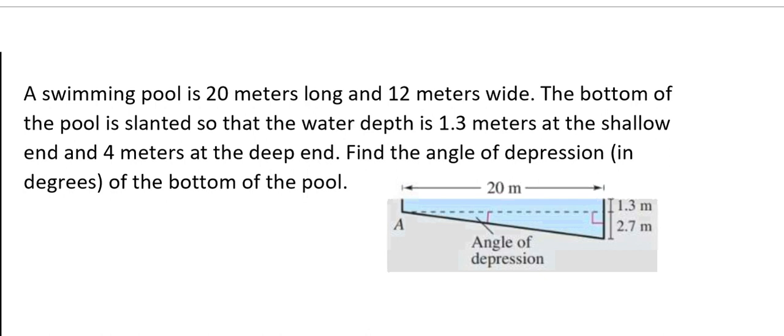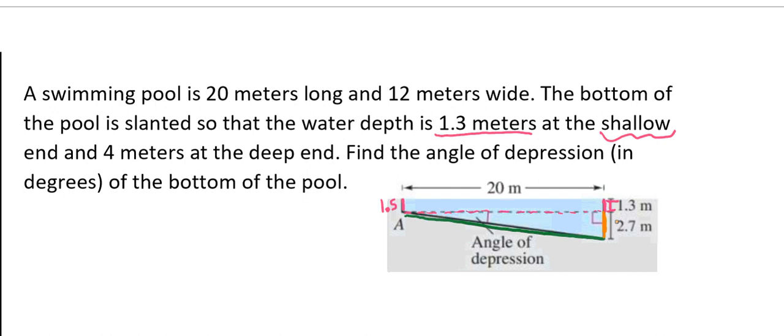So remember, the shallow end is 1.3 meters deep. So here's the shallow end, which is 1.3. If we create a rectangle and come across here, then this portion would also be 1.3, leaving us with the remainder as the triangle that we're looking at. So here's a side of our triangle, and here's a side of our triangle.